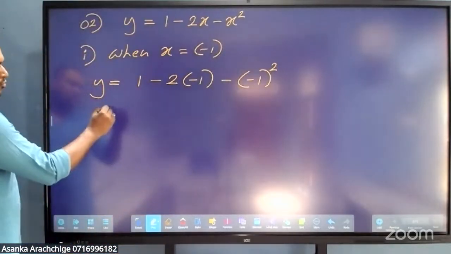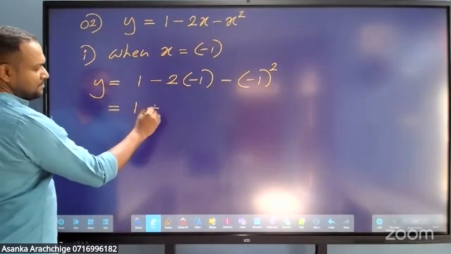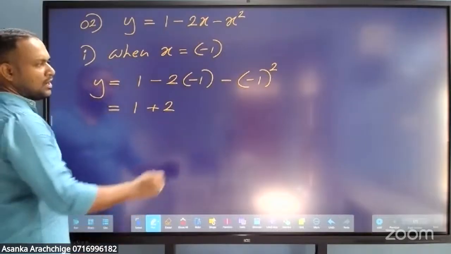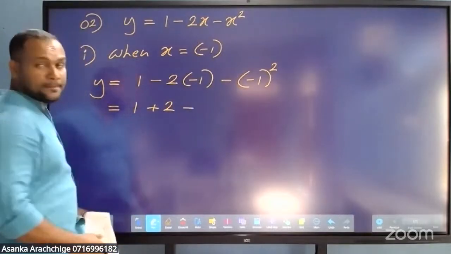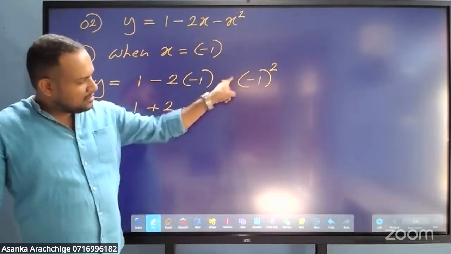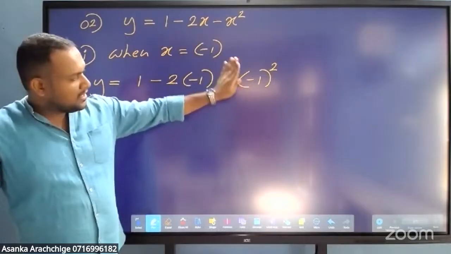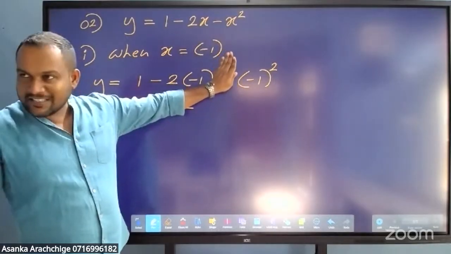Now, y equals 1 minus times minus plus, then 2 times 1, 2, minus. You can't multiply this minus sign and this minus sign until you remove the brackets.